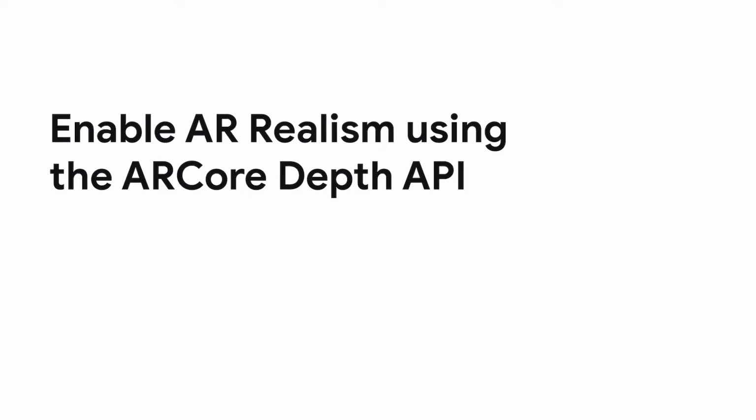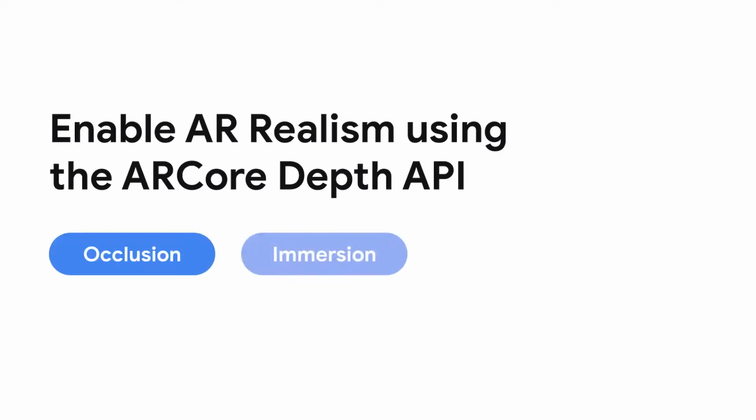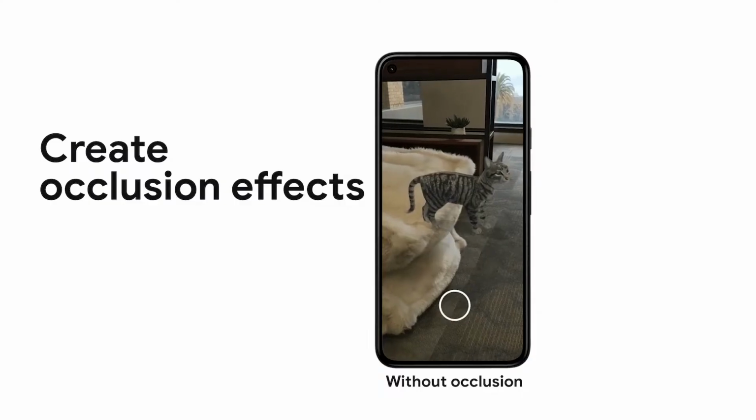This is how most of us understand the world. In this talk, we'll show you how you can use ARCore Depth API to add a layer of AR realism into your apps through occlusion, immersion, and interaction. Let's start with occlusion. Occlusion just means accurately rendering a virtual object behind or in front of things in the real world. Consider, for example, this virtual cat the user is placing in the scene.